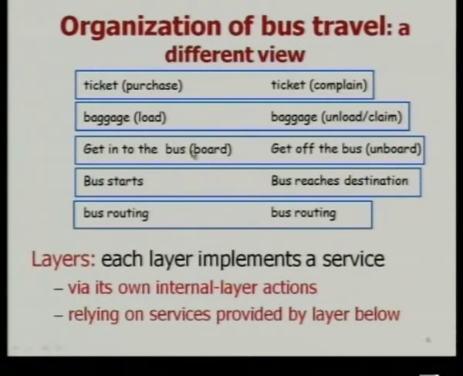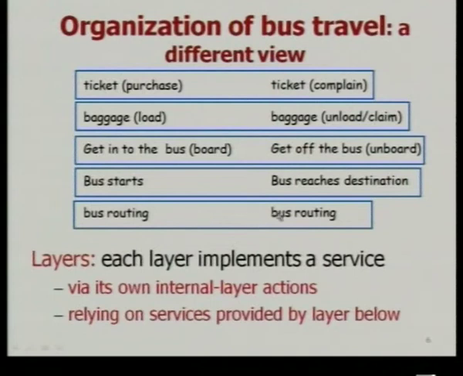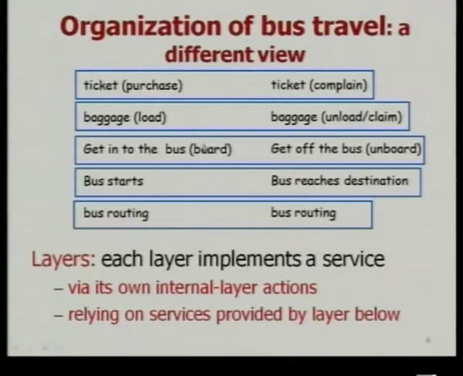Third, you are getting into the bus and you are getting off the bus. Bus starts, bus reaches destination, and in between the bus gets routed through different routes, through different roads that it takes, and it finally reaches the destination. So, now we can look at each layer as implementing a particular service.